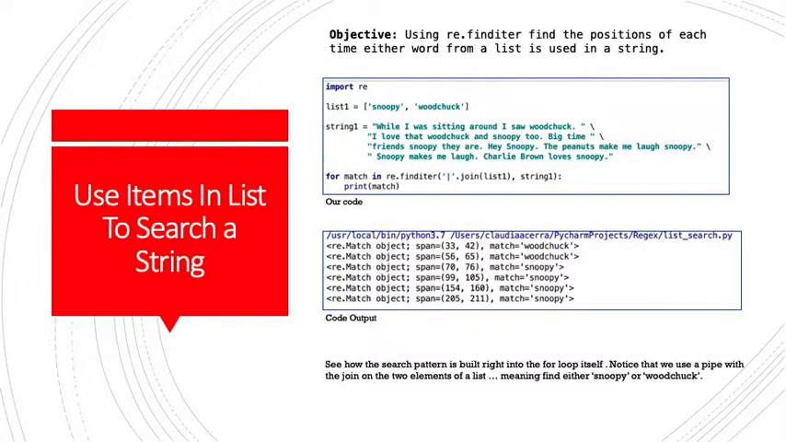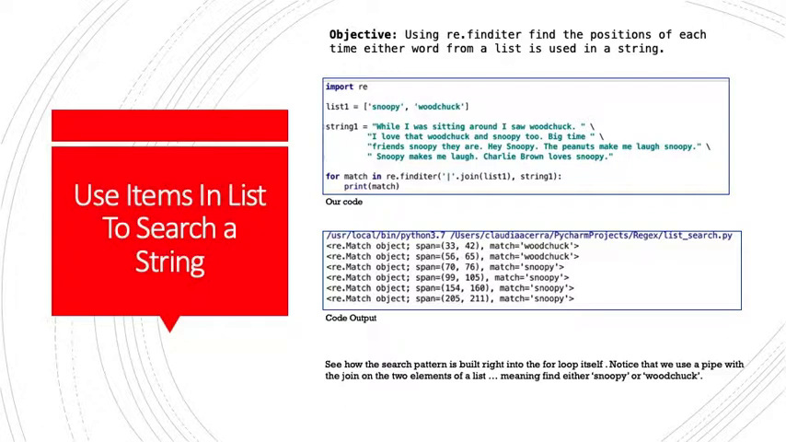This objective here is simple but clever. We're going to use the finditer method to find positions of each time either word from a list is used in a string. So we see here we have list 1 in our code. It contains both the words Snoopy and woodchuck. We have our string 1, and then we use our finditer method with the Python join method. We see we use the pipe, and in Python that's going to create the phenomenon of either or, A, B.